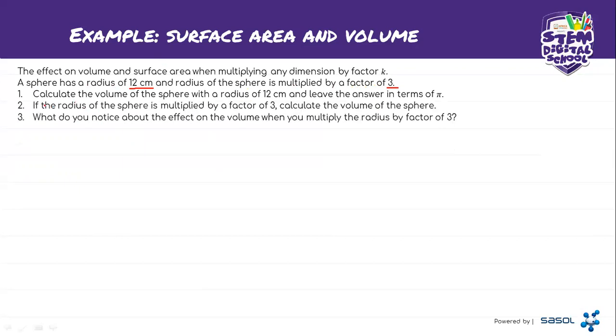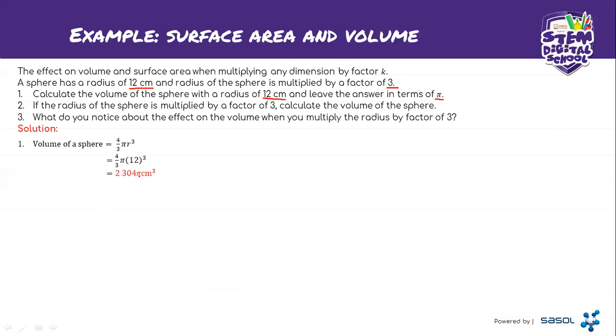Now, the first question says, calculate the volume of the sphere with a radius of 12 centimeter and leave the answer in terms of pi. First we write the volume of a sphere, and then we substitute, because we've got the radius, which is 12 centimeter. Then our answer is 2,304 pi centimeter cubed, right?